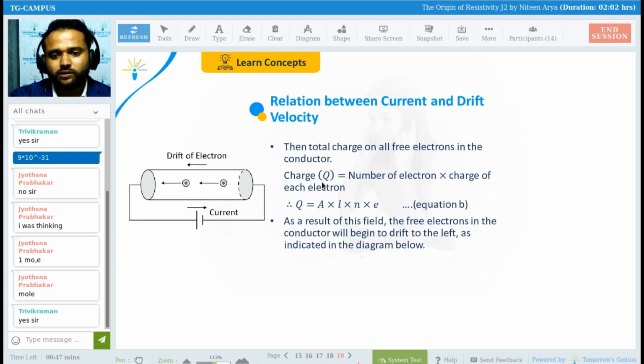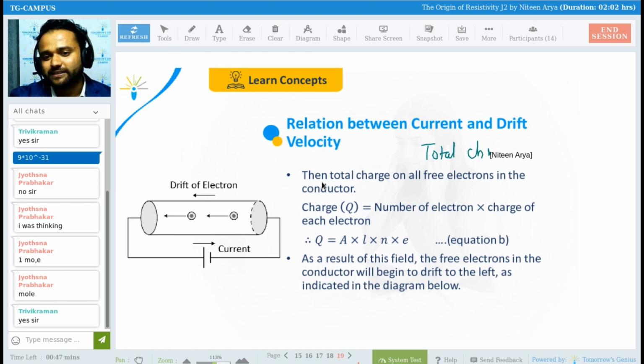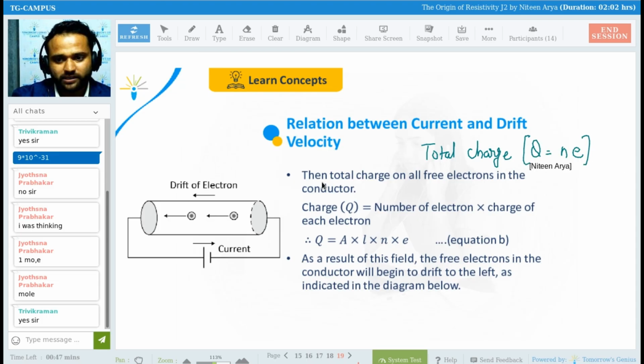Now the total charge on all free electrons in a conductor, Q, is the number of electrons into the charge of an electron. So simply this. Total charge Q is Ne, where e is the electronic charge. This is from the quantization of charge from the first class. n is the number of charge per unit volume.